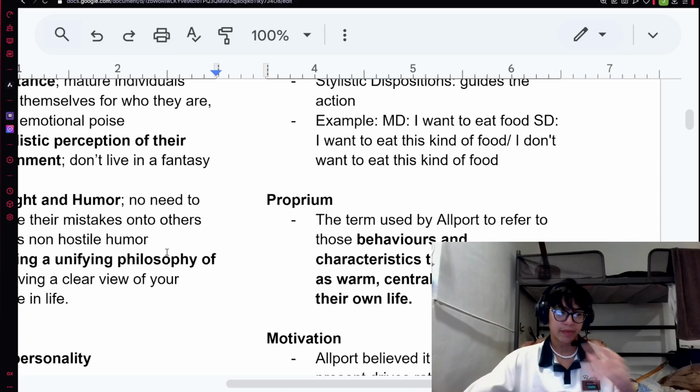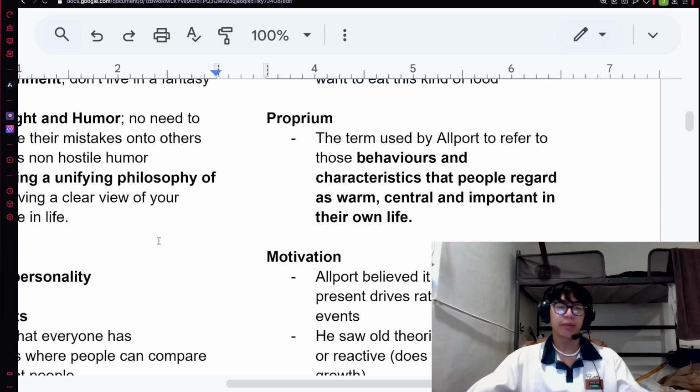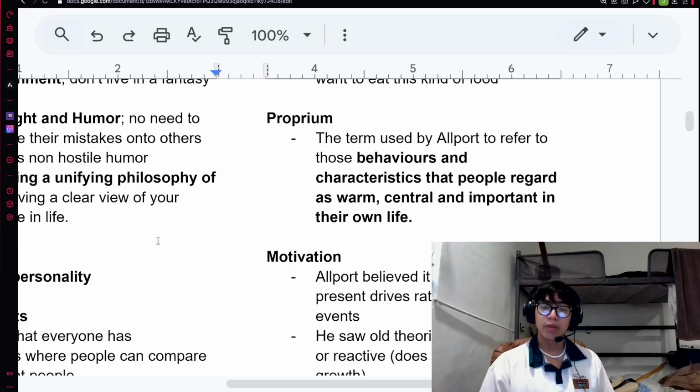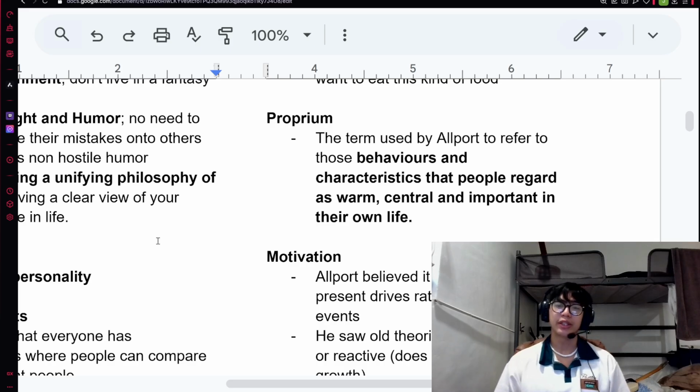Yeah, that's basically it. Next is proprium. Now, this is the term used by Allport to refer to those behaviors and characteristics that people regard as warm, central, and important to their life. Now, a key factor here that is not really mentioned is that proprium doesn't have to be good. It just basically means that it is a trait which they adapt to their life in order to change.